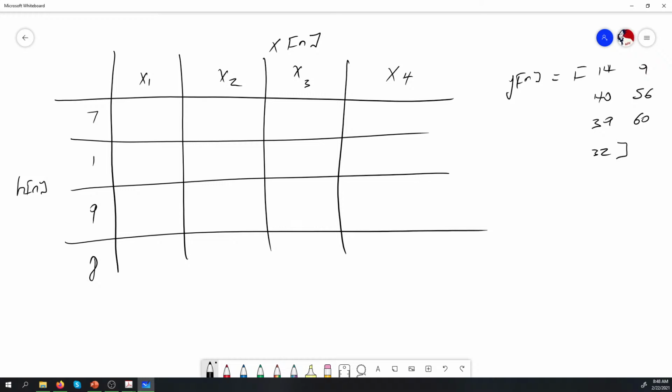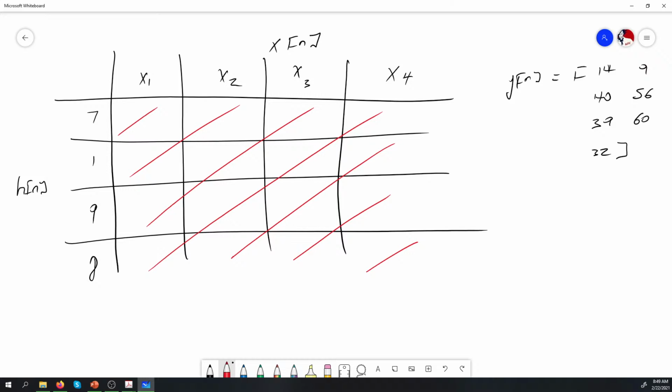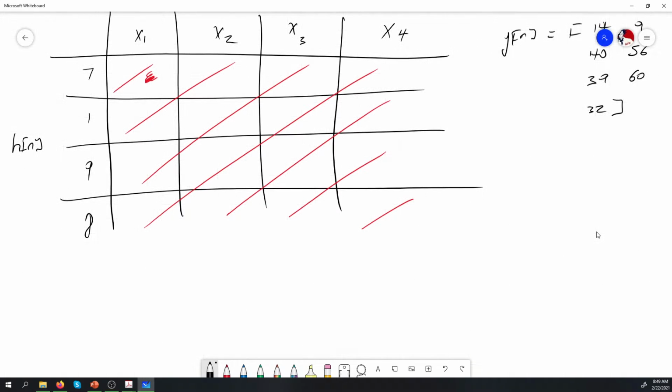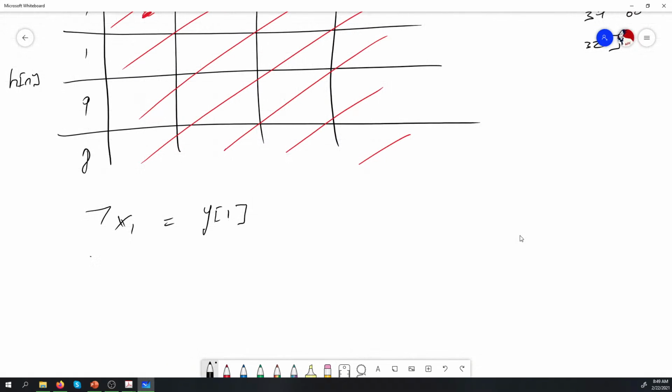We know that when we're summing across the anti-diagonals, we're going like this, this, this, this, this, this, and then this, meaning that each one of these anti-diagonals gives us a term for y of n. So the first anti-diagonal is going to be 7x of 1, which equals the first term in y of n, so y of 1. And 7x of 1 equals 14, meaning that x of 1 is going to be equal to 2.